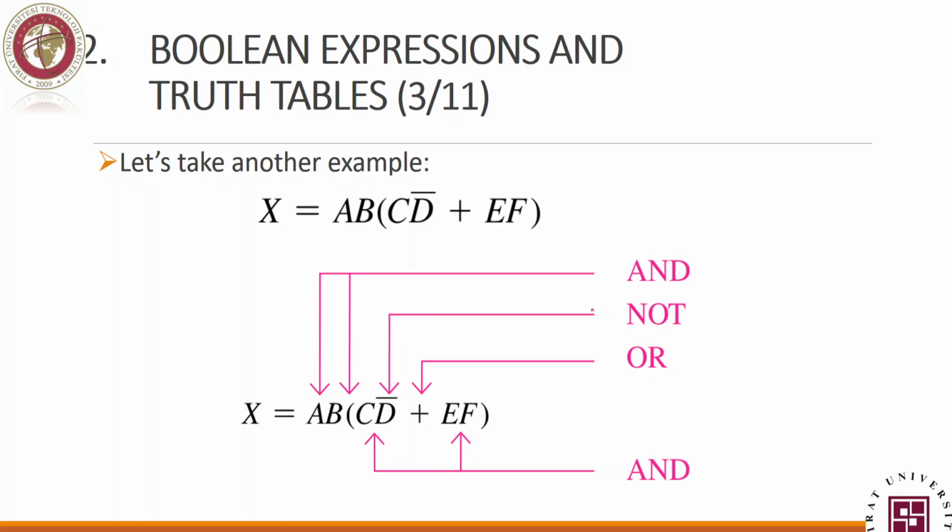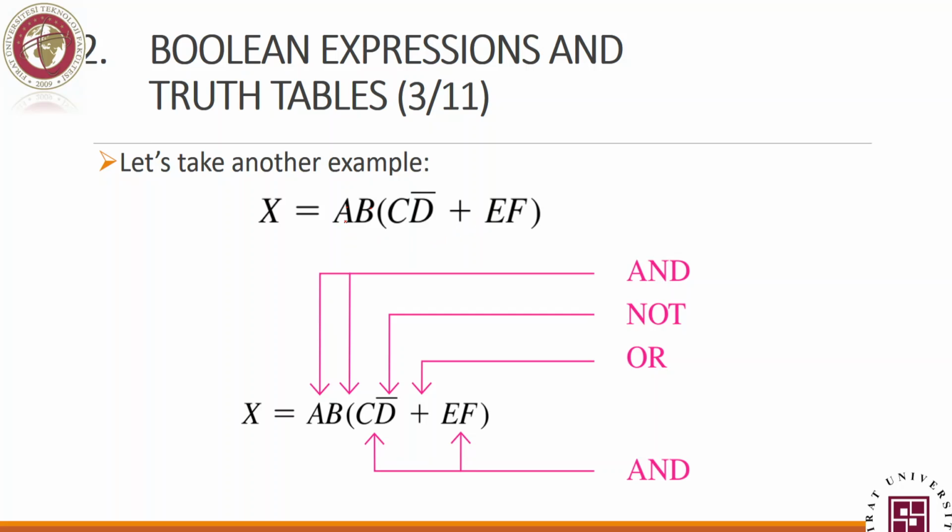If we're going to create using a bit more complicated term, let's say A, B, and here we have parentheses, C, D bar, or E, F. How many variables do we have? One, two. Variable here means the inputs, A, B, C, whatever. One, two, three, four, five, six. Six variables, right? Six different variables. 2 to the power 6, if you want to take a truth table, that's extremely complicated.